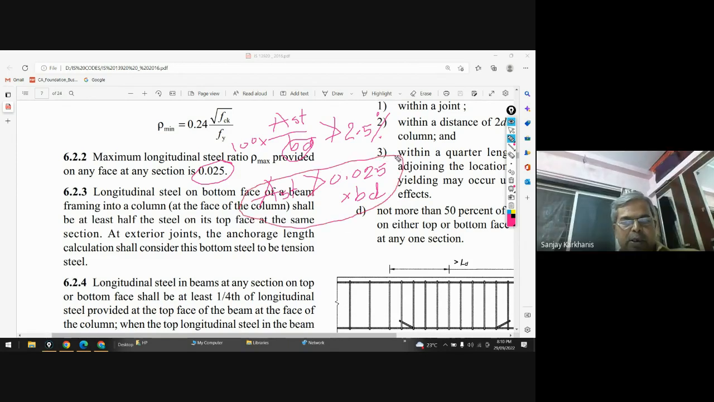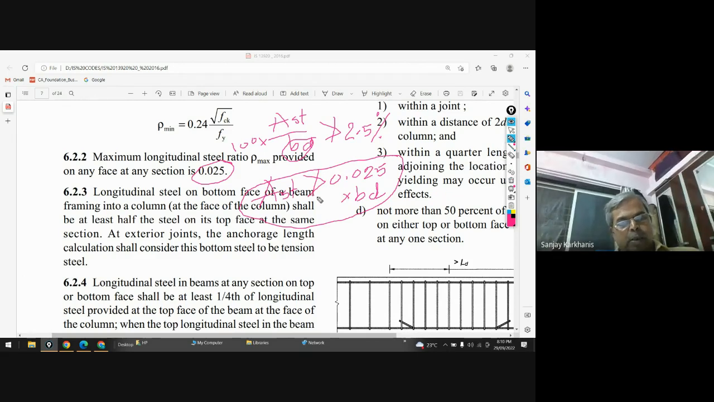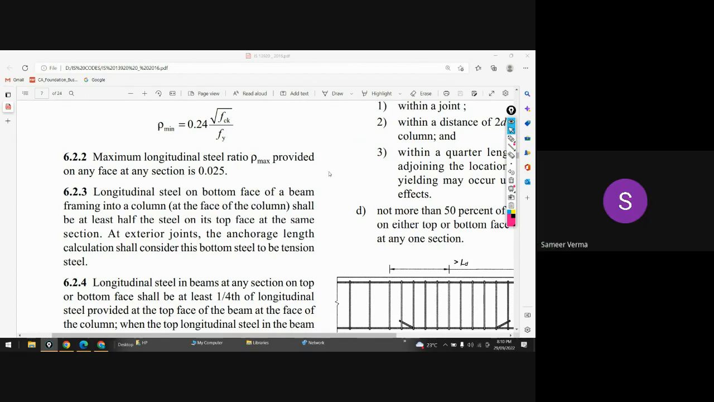What is the reason behind this? The first thing, whatever Samir has correctly said, is congestion of steel, to avoid congestion of steel. And the second thing is that over reinforced sections are disallowed. Clear? Yes, sir. So what will happen if the beam is over reinforced? Concrete will crush before steel. Brittle failure will be there.